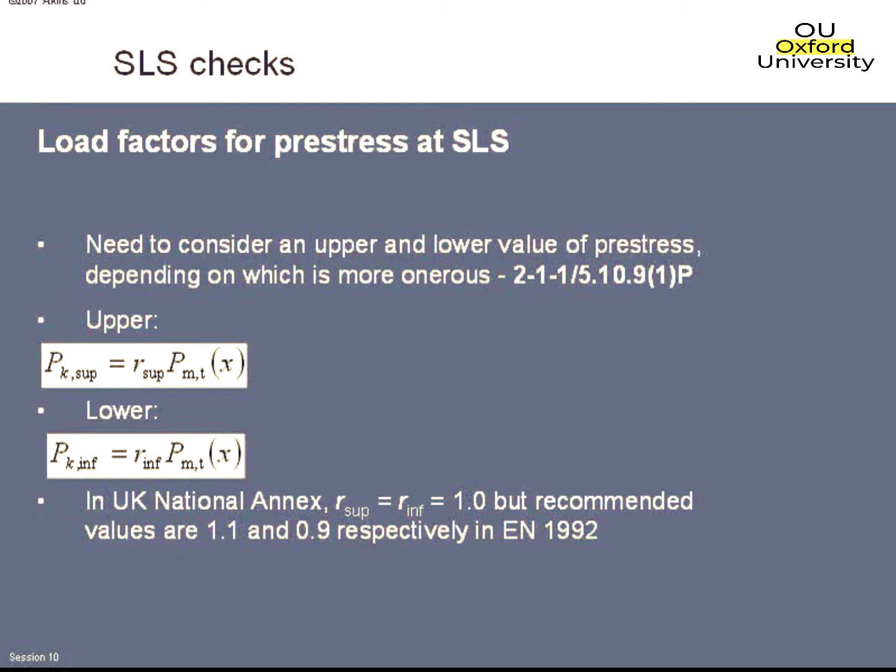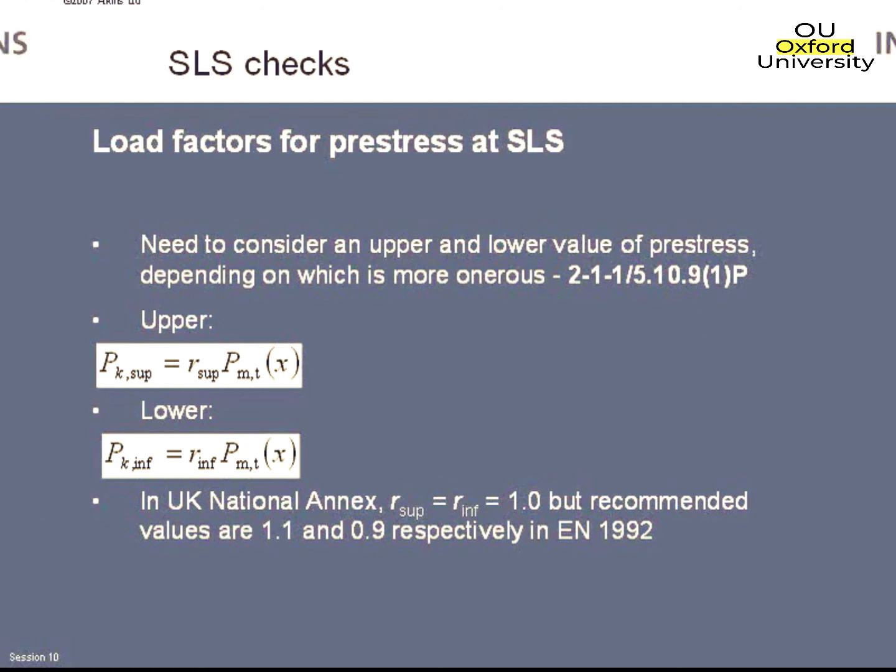But in the UK, we've just set both values equal to 1.0 because we really couldn't be bothered to do the check twice at the upper limit and the lower limit. Quite often it's hard enough to get your design to work with one unique value of pre-stress, and the last thing you want to do is try and get it to work with two values of pre-stress, and there hasn't really been any historical need to consider upper and lower bound values because our structures have survived without cracking to pieces.